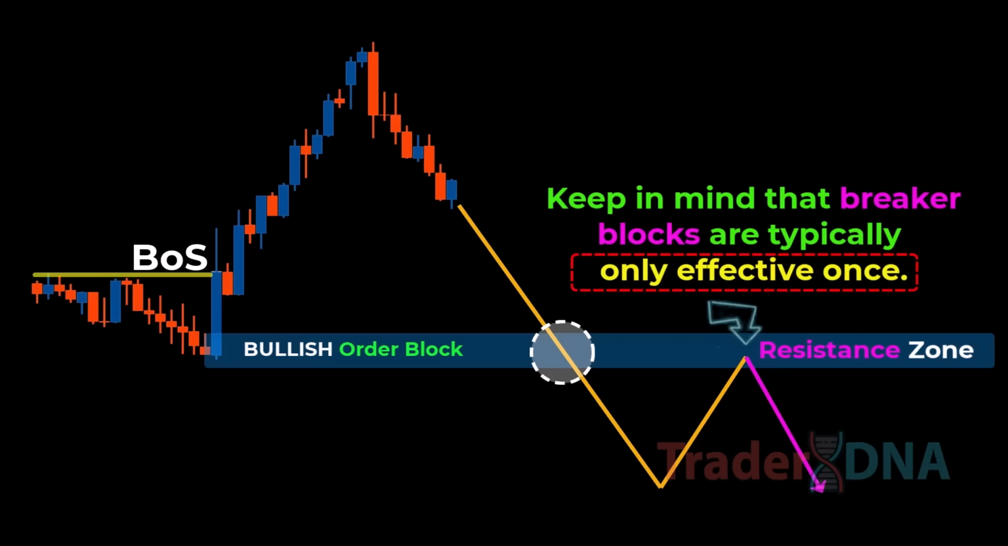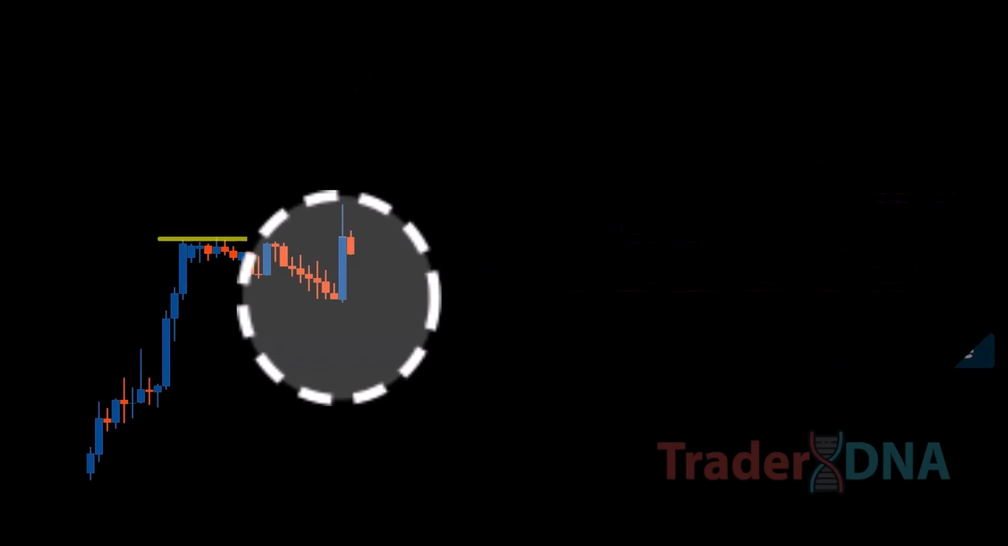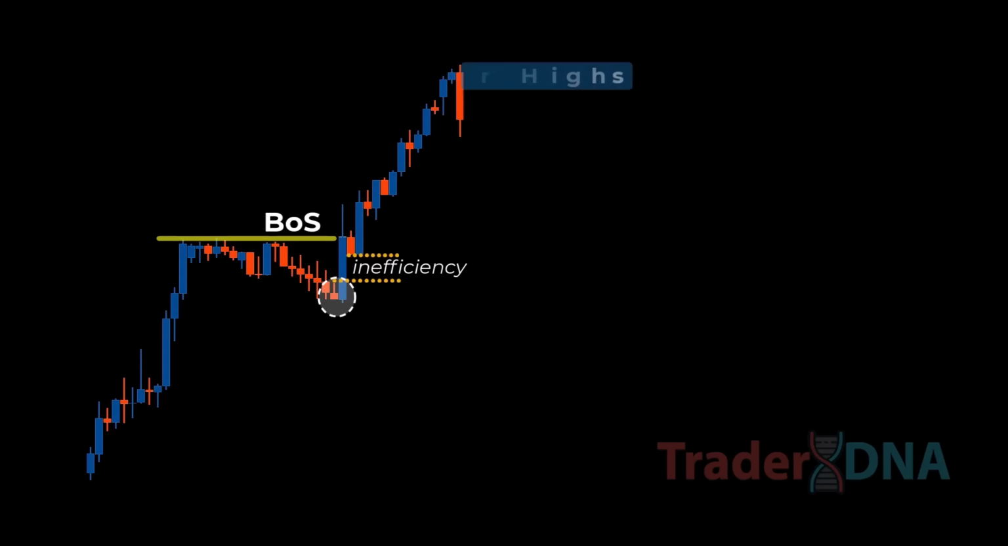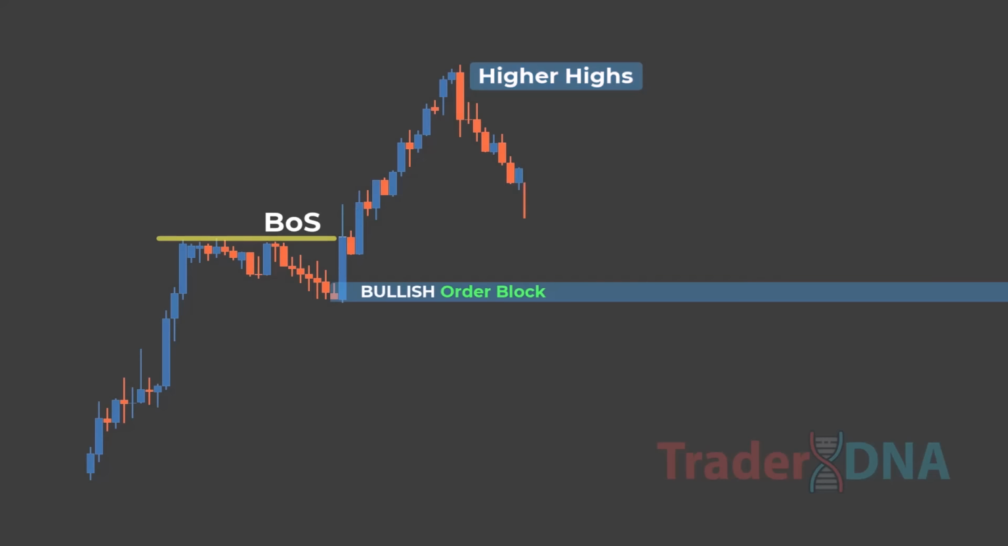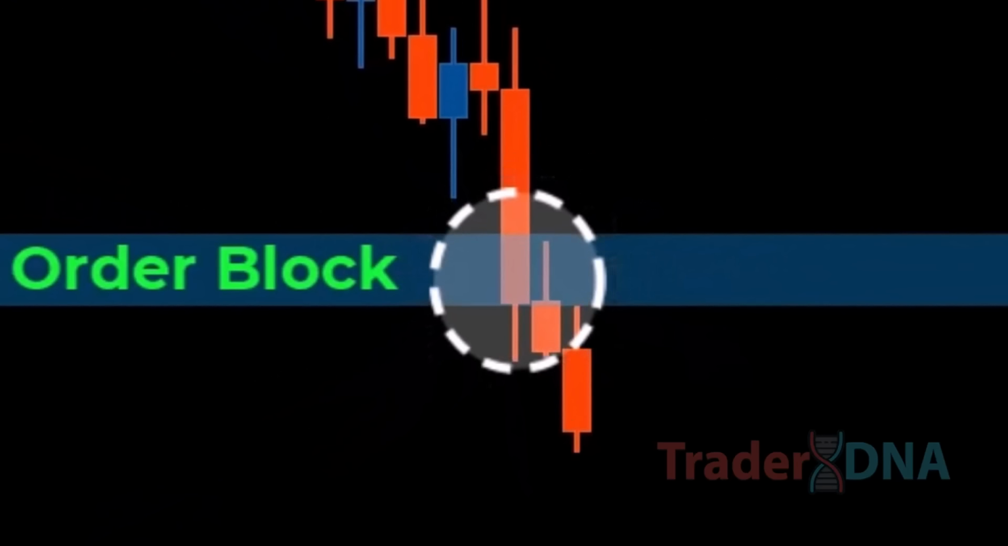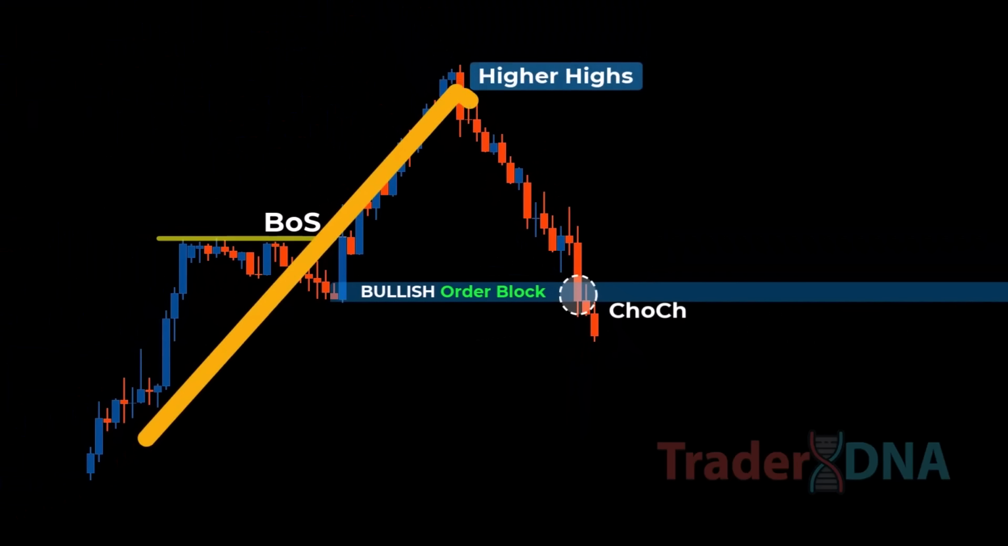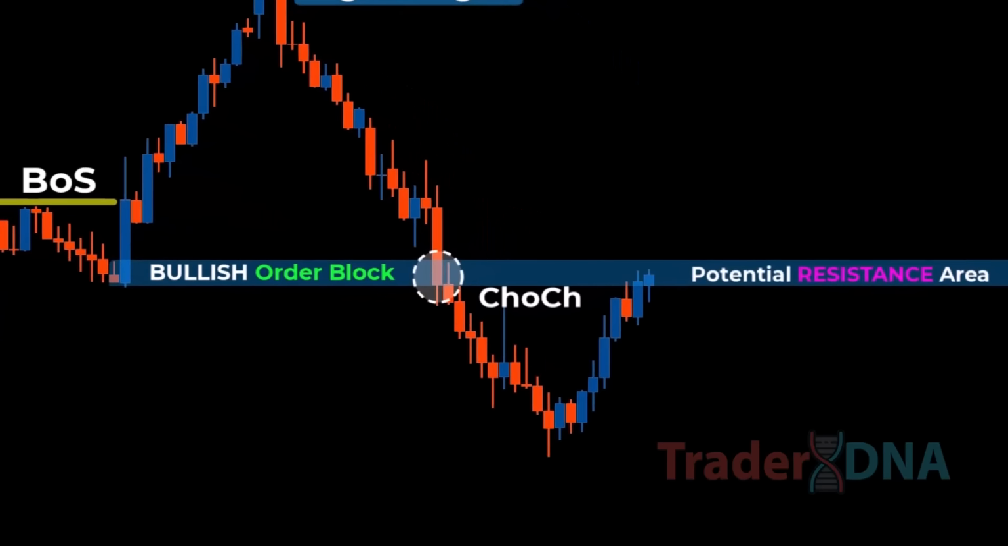Now let's walk through it. On this chart, price explodes upward, creates inefficiency and prints higher highs. That confirms a valid order block. Then price reverses hard and breaks down through that order block. At the same time, it creates a change of character, shifting from bullish to bearish as it breaks below previous lows. Now watch this. As price retraces back up toward that old order block, the level flips into resistance.